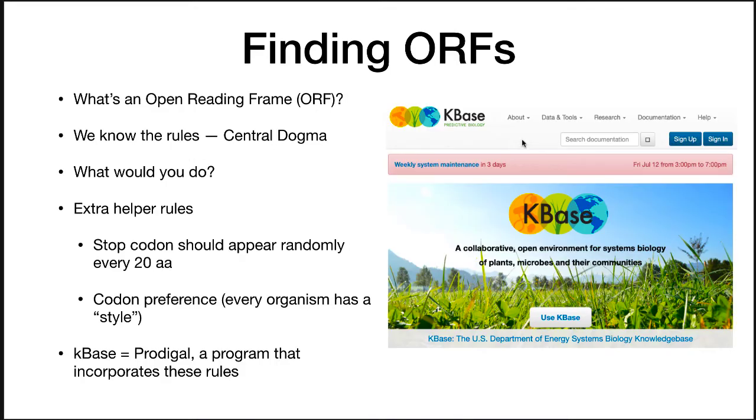So now that you have the sequence, what can you do with it? Well, we talked a little bit about this during the central dogma. And one of the things I want to reemphasize from that is what an open reading frame is. An open reading frame is a sequence on the DNA that has a start codon, has a series of codons, and then has a stop codon. So that's an open reading frame, a putative sequence that should code for a protein.